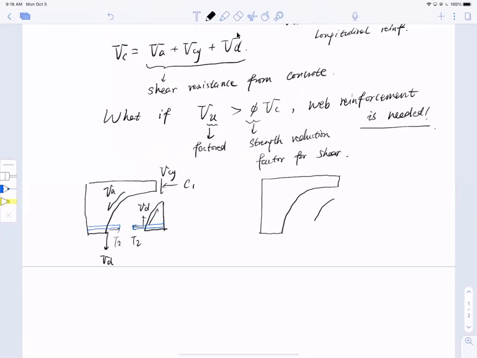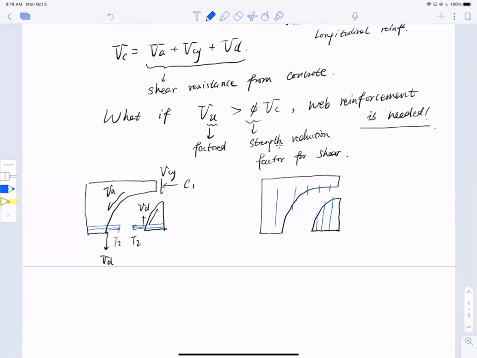Instead of the original section that I don't have any stirrups, I now have vertical bars. So let's draw the vertical bars here. Let me cut this portion out. So this will be all the way down here.